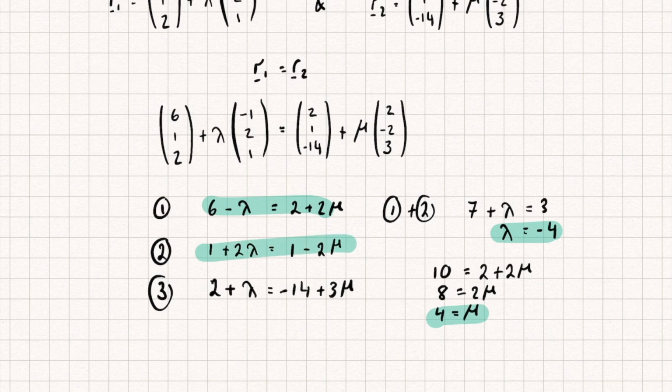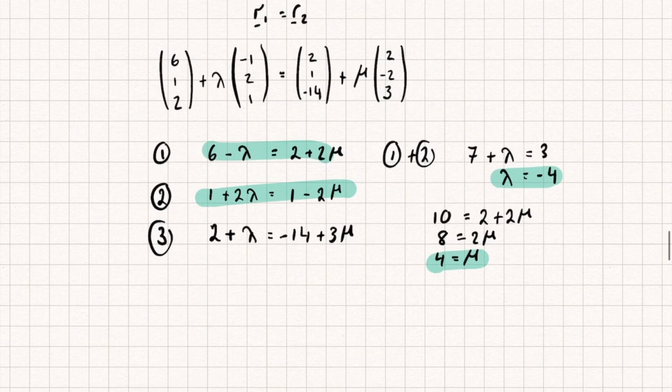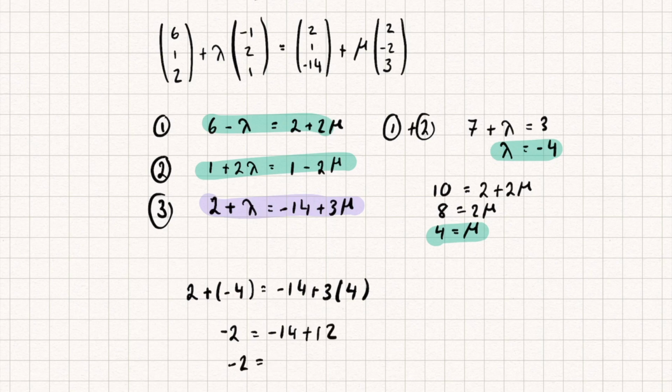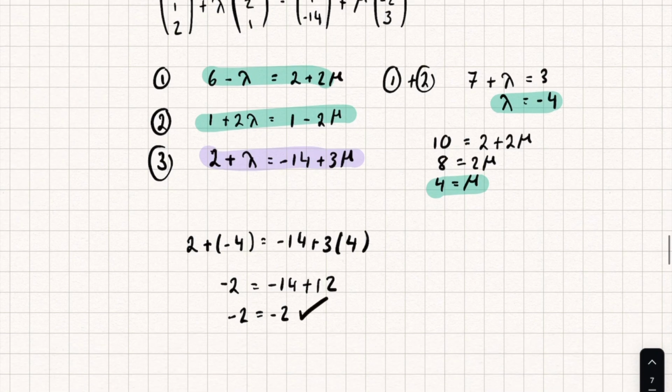The final step is to check that these two values satisfy the third equation, and if they do, then the values of x, y, and z in our coordinates will be equal, and therefore we will have a point of intersection. So let's substitute it in, so we get 2 plus, well, minus 4, and we want that to be equal to -14 plus 3 lots of 4. So we get -2 is equal to -14 plus 12, and so we get -2 is equal to -2, which is true. Therefore, the lines do intersect.